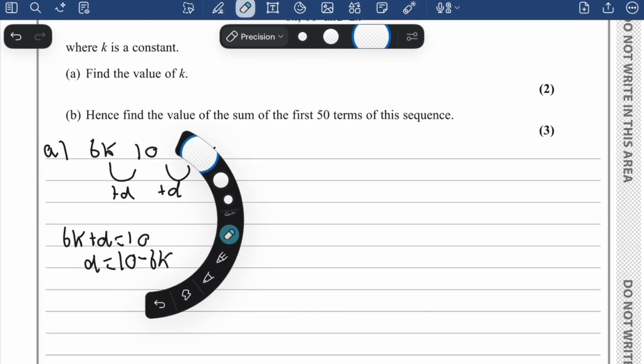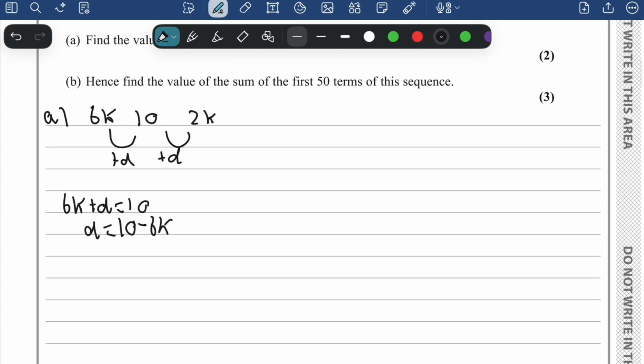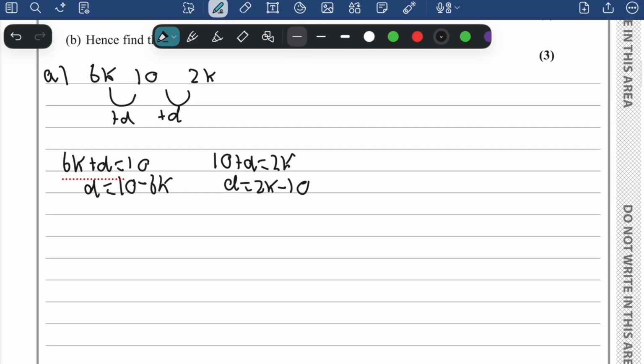Then we do the same here. Well, we know that the common difference has to be the same each time, so we can just find another equation for this, right? So 10 add d is going to equal 2k, which then means d equals 2k minus 10. And if we have 2 equations of d, we can just make them equal to each other, right? Because d is going to be the same both times.